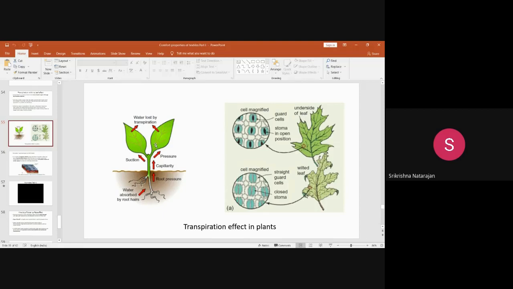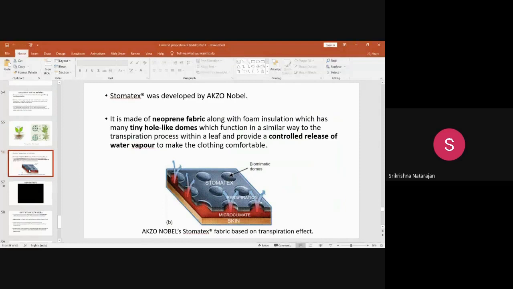Similar effect can be mimicked to make a textile material. That is called the transpiration effect, which is observed in the plant. A similar effect can be done for textile material. There is a company called Akzo Nobel that developed a fabric made up of rubber, which is a neoprene fabric. This neoprene fabric is a two-layer fabric, which you can see here. This contains a neoprene, and along with that, there is a foam insulation.